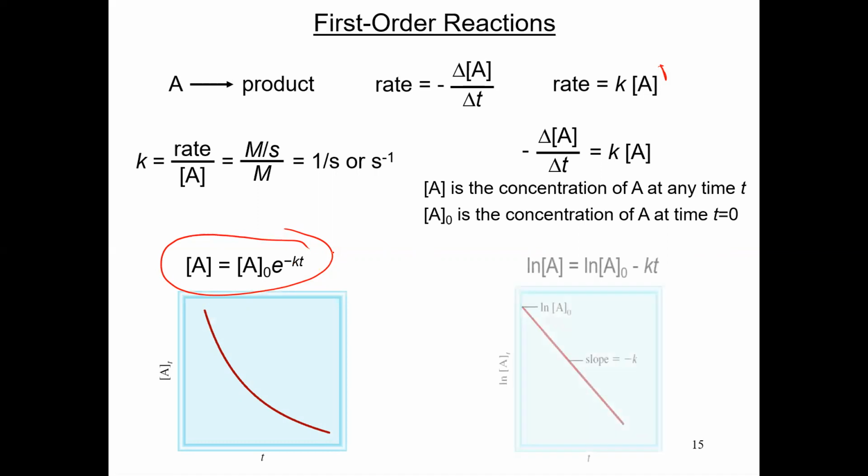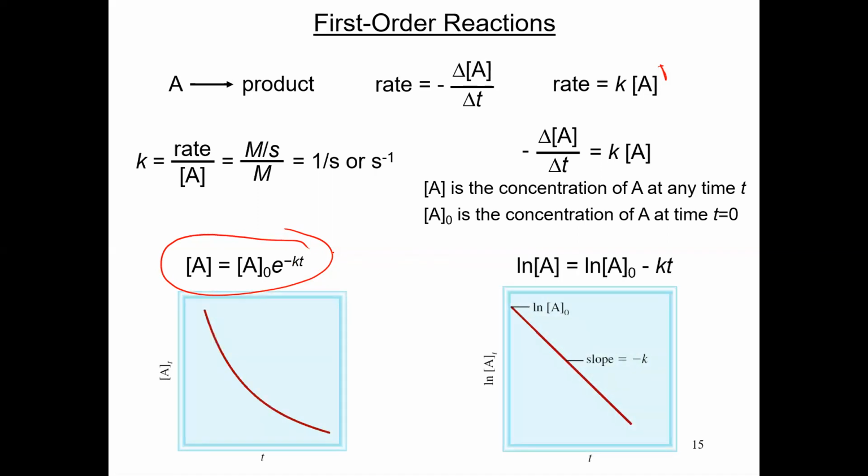And then if you were to take the log of both sides, you get this relationship. The log of A equals the log of A0 minus kt, because this minus kt goes into that form. And that's the nature of a first order reaction as to what it looks like.